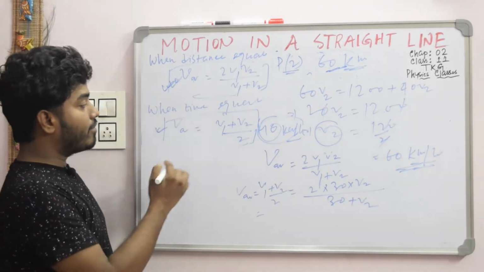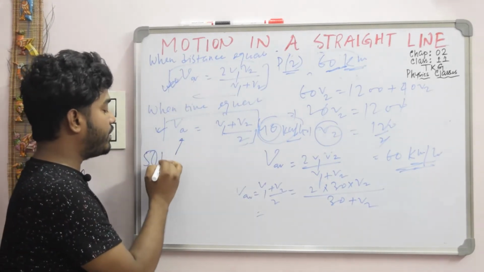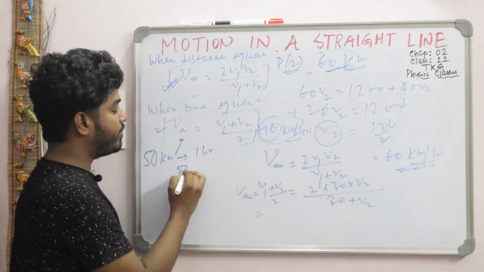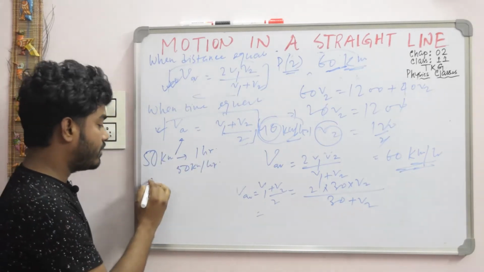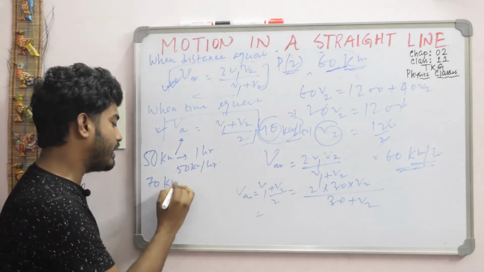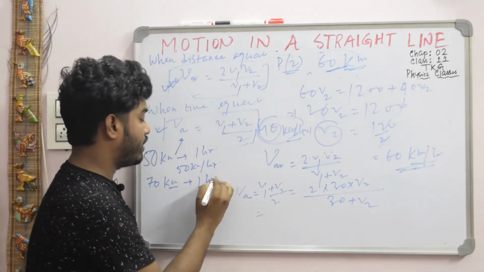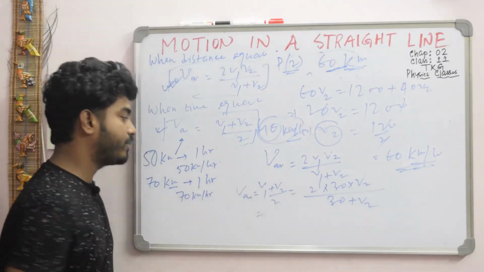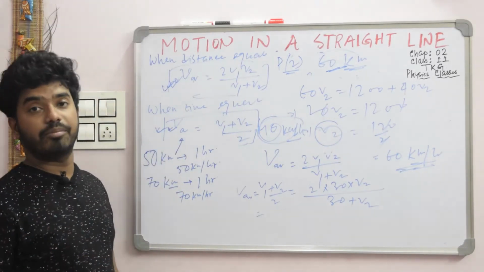Let's take one more example related to this formula. Suppose a body travels 50 kilometer in 1 hour, that is speed 50 kilometer per hour, and second case, 70 kilometer in 1 hour, that is speed 70 kilometer per hour. Then what will be the value of average speed for this entire trip?